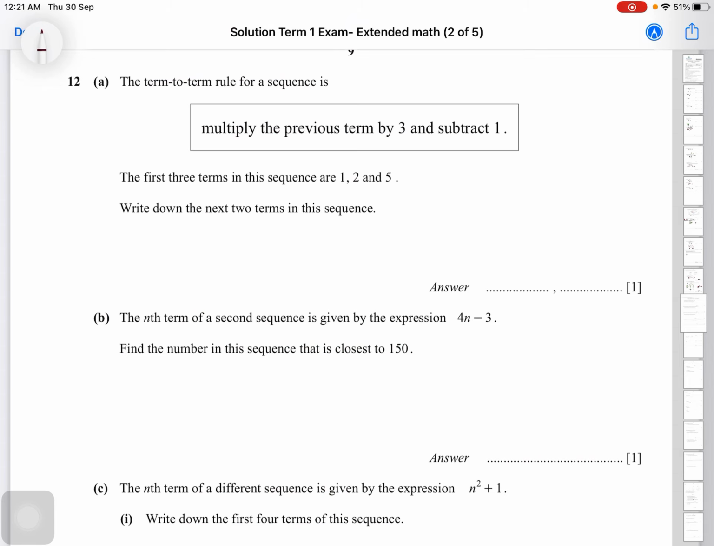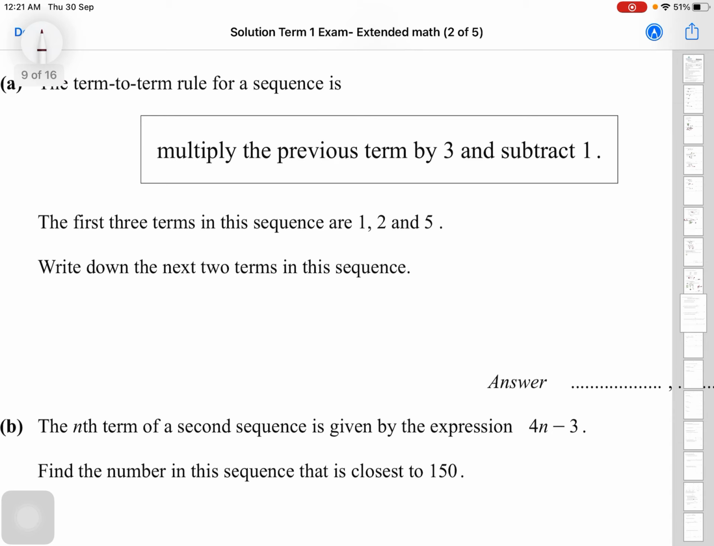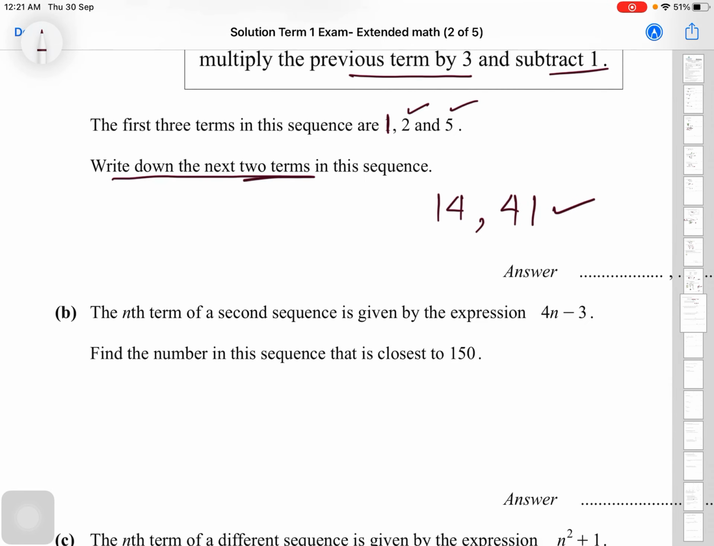The term to term rule for a sequence is multiply the previous term by 3 and subtract 1. So 1 into 3 is 3, 3 minus 1 is 2, 2 3s are 6, 6 minus 1 is 5, 5 3s are 15, 15 minus 1 is 14, 14 3s are 42, 42 minus 1 is 41. Actually they were looking for write down the next 2 terms. These are the next 2 terms.